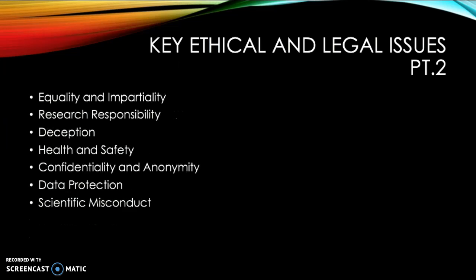Part 2 of this would be equality and impartiality, where all experimentation should be equal for anyone that does partake, and where researchers should be completely objective in how they research this. Research responsibility is where the researcher is responsible for participants before, during, and after the experiment. This includes something like data handling or the anonymity of their results.